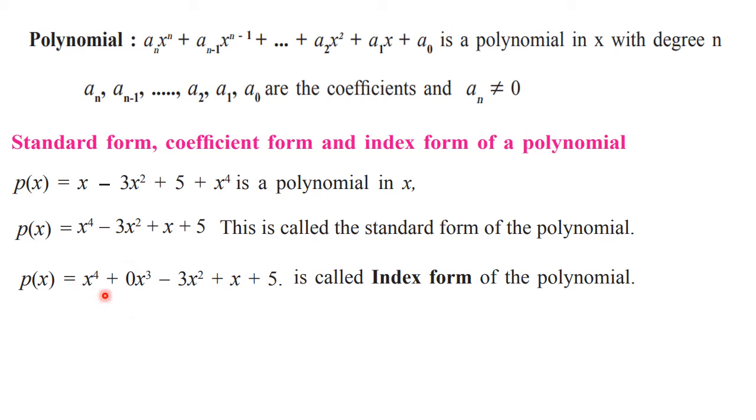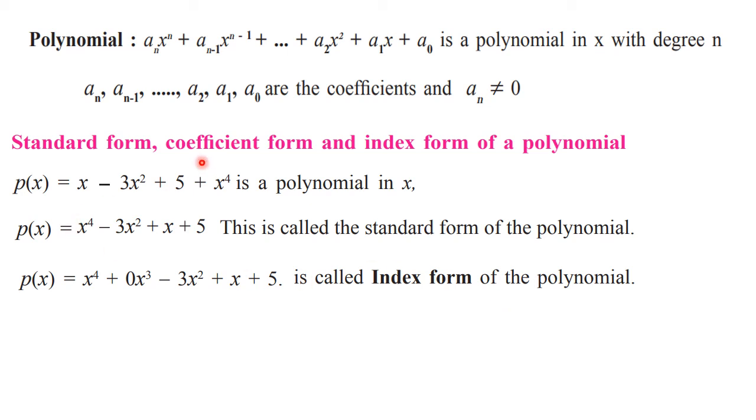So x raised to 4 plus 0x cube. After that the term with square, that is minus 3x square. Then plus x and plus 5. So see, 1, 2, 3, 4 and 5. We have 5 terms. So in index form, we should have degree plus 1 terms. That means 4 plus 1, 5. Okay, so writing all the missing terms here in descending order, this is called the index form of the polynomial.